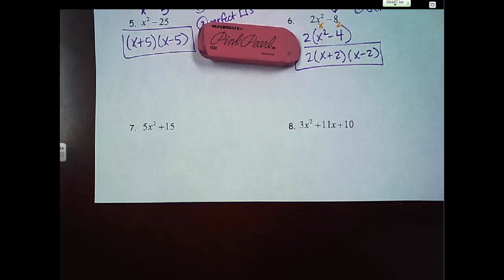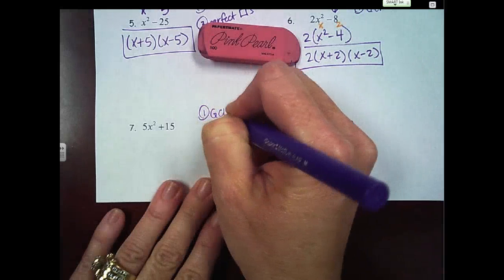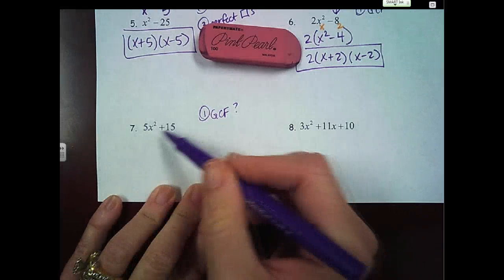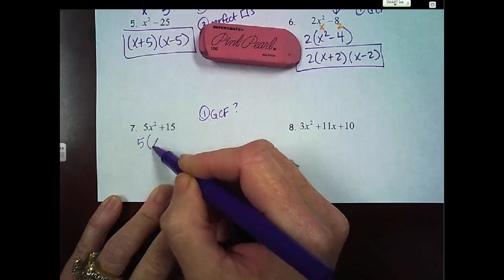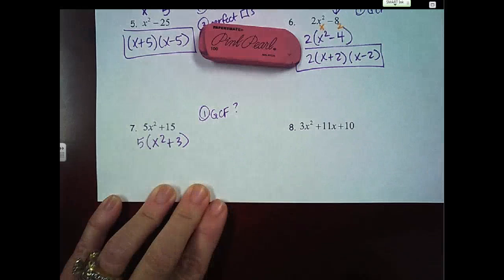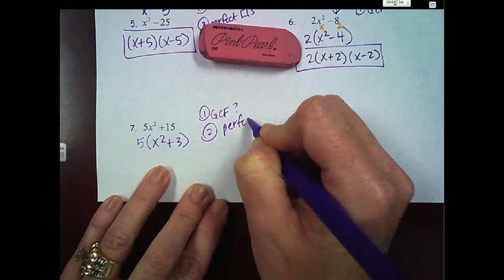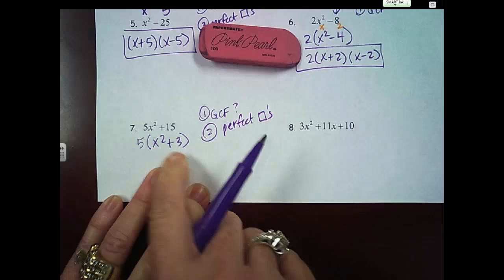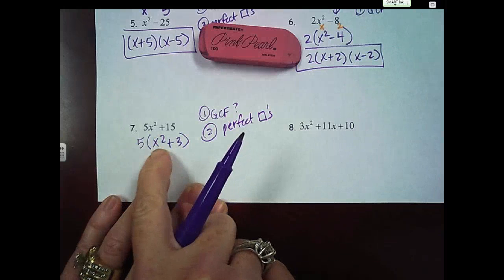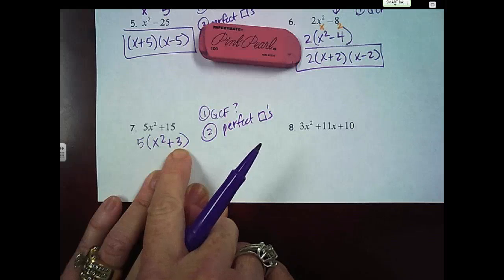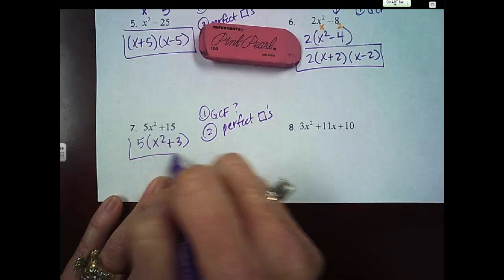Again, there's 2. What was the rule when there's only 2? Right, remember your first step? You're going to look for a GCF. Do they have anything in common? And yes, they both have a 5. So let's take the 5 out. You get x squared plus 3. And then second, you look at the rest of your answer, and are they perfect squares? Well, x squared is a perfect square. But is 3 a perfect square? Can you take the square root of 3? No, you cannot. So you're just going to leave it like that.